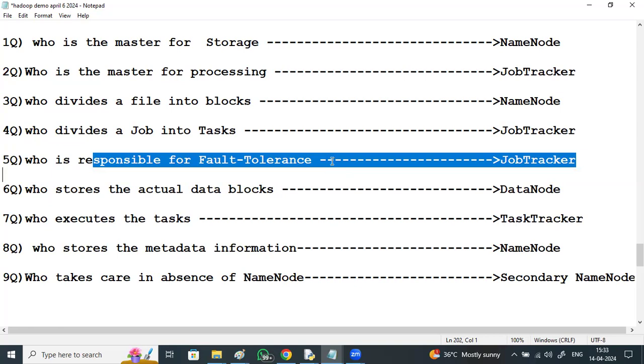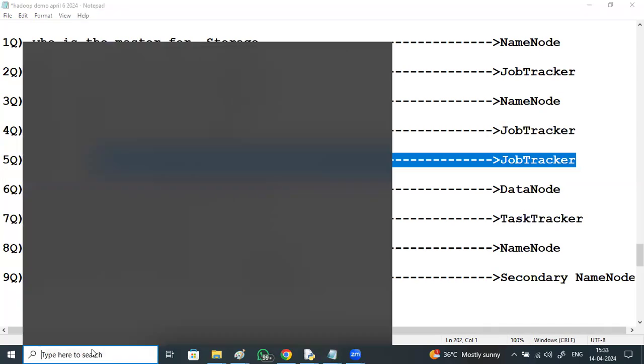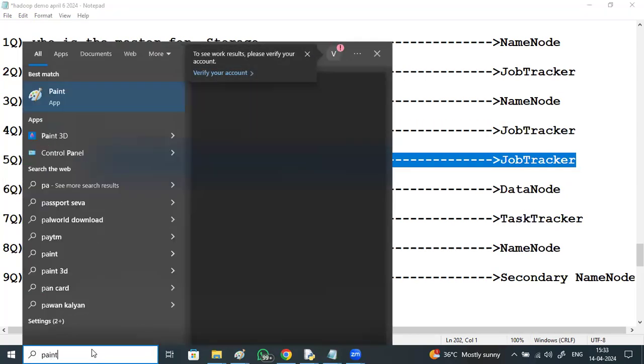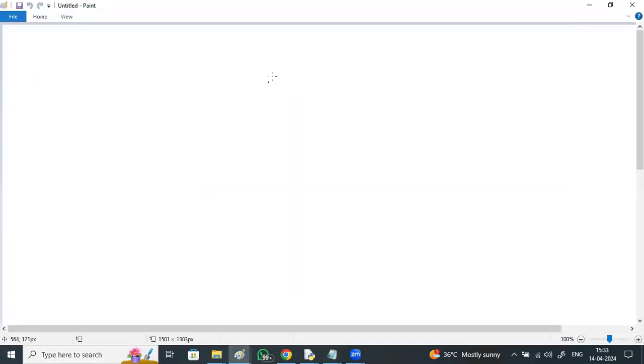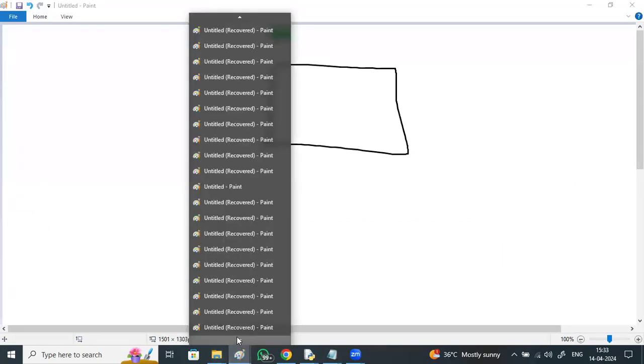If any one is down, then, see one thing, when 3 task trackers are executing 3 tasks, if any one is down, that particular task will be assigned to another task tracker. Previously I said it in a generalized way, right? But previously I didn't discuss anything about the job tracker and task tracker. Now, understand here, one second.